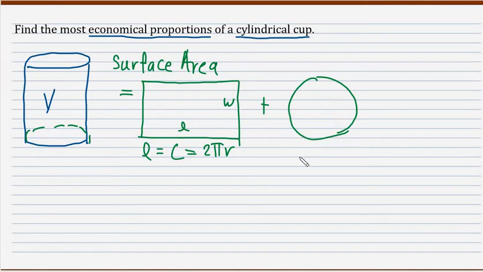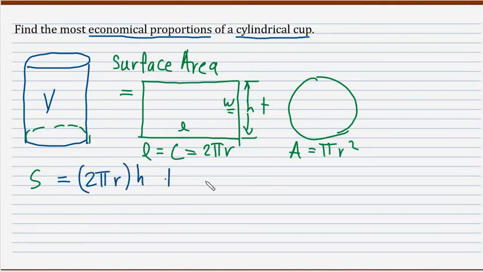Next is the area of the circle, which is simply pi r squared. The width here is actually the height of the cylindrical cup, h. So the surface area, let's say S, is equal to length times width for the rectangle, that is 2 pi r times h, plus pi r squared. What we see here is we have two variables, r and h, the radius and the height.